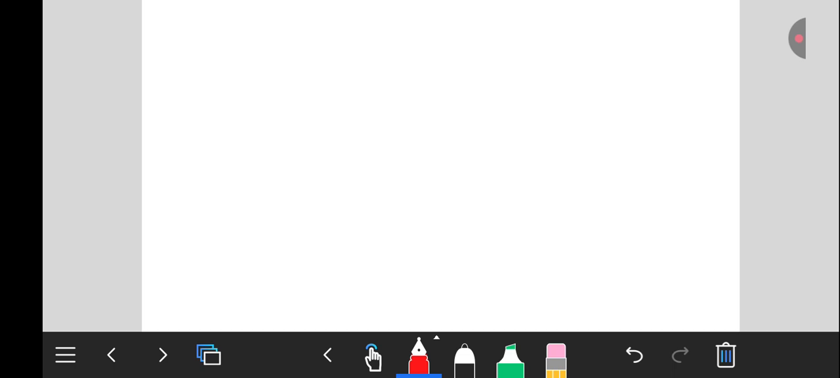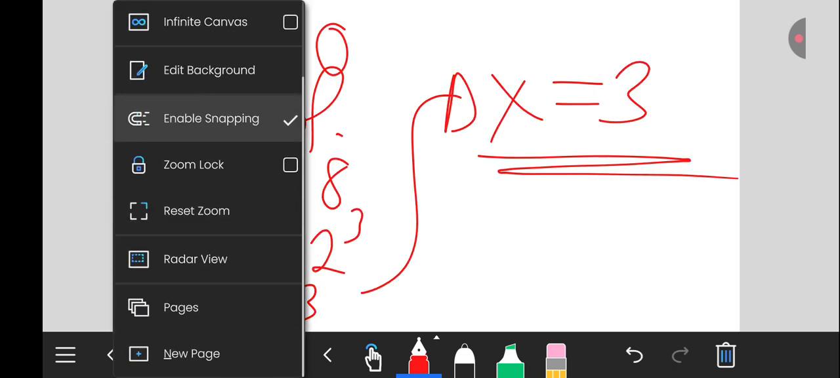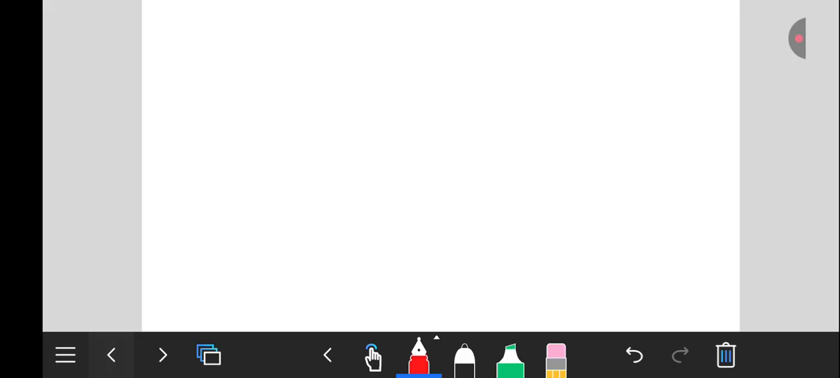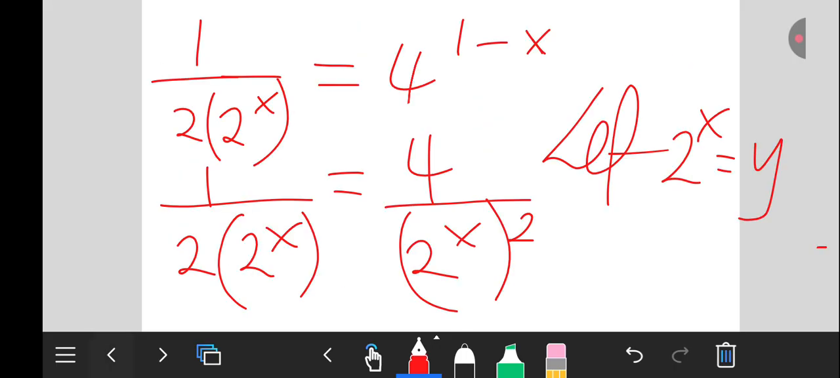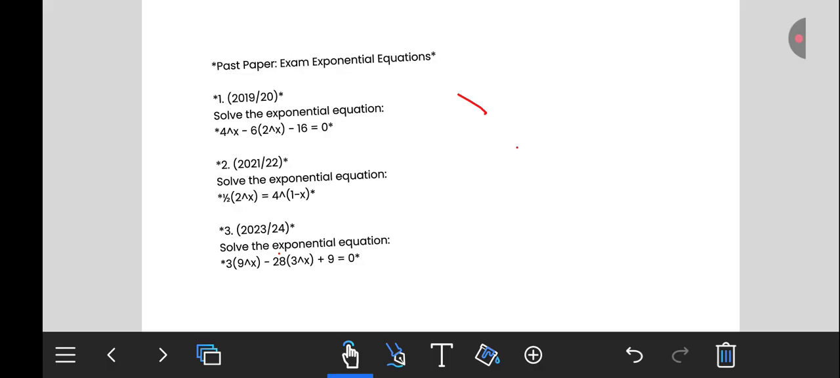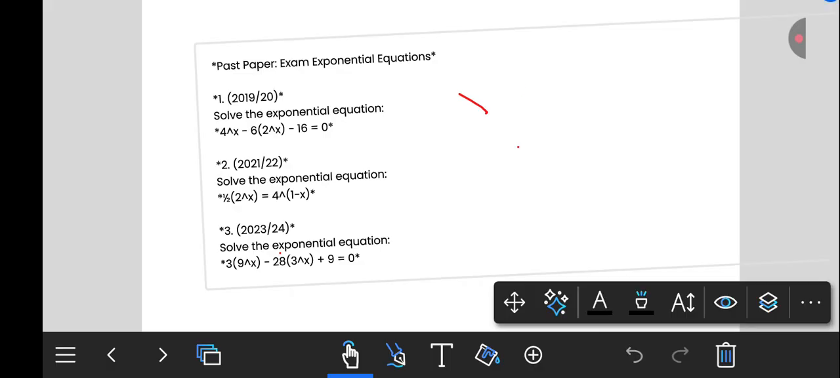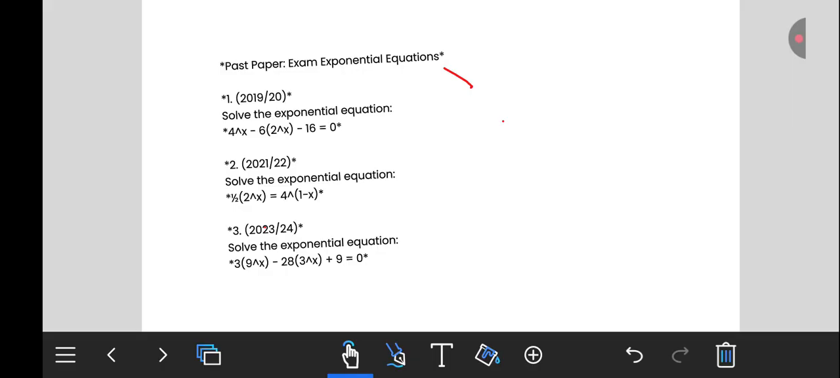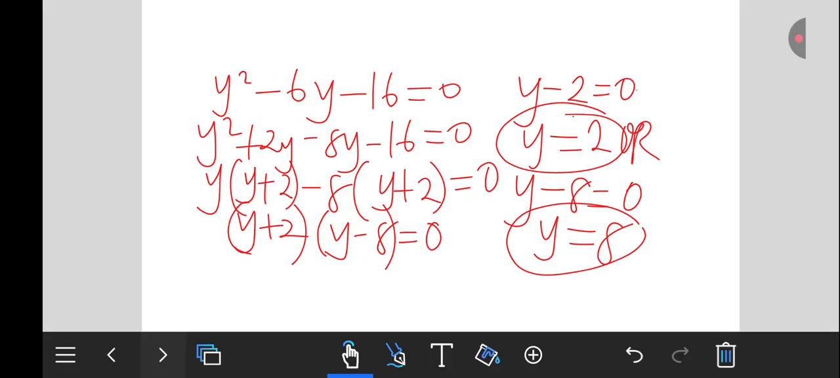Okay. Let's move to a different question. I think the last question we have is from 2023. So it will solve the exponential equation. This is 2023-2024 exam: 3 open brackets 9 to the power x close brackets minus 28 open brackets 3 to the power x close brackets plus 9 is equal to 0. Okay. Let's solve this one.